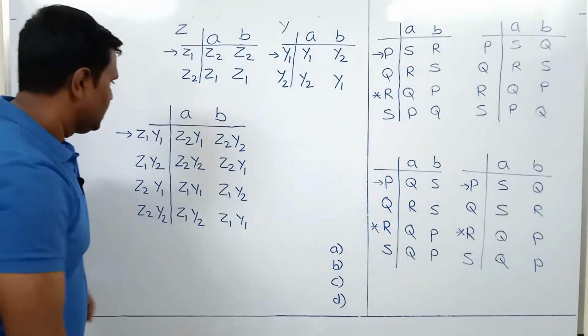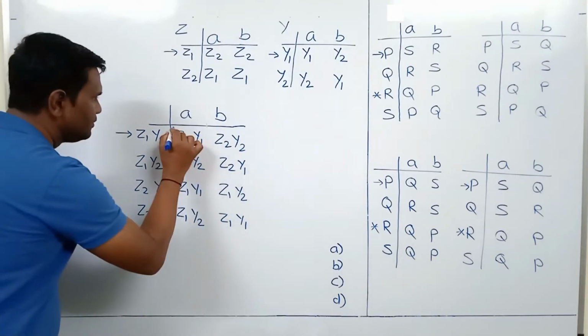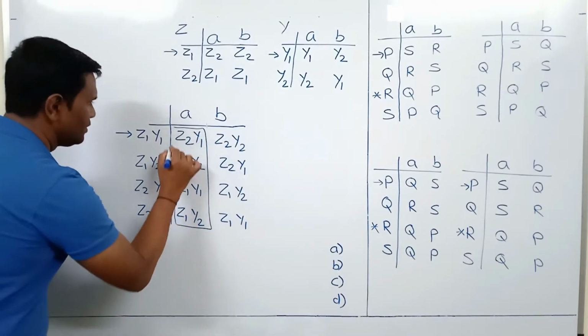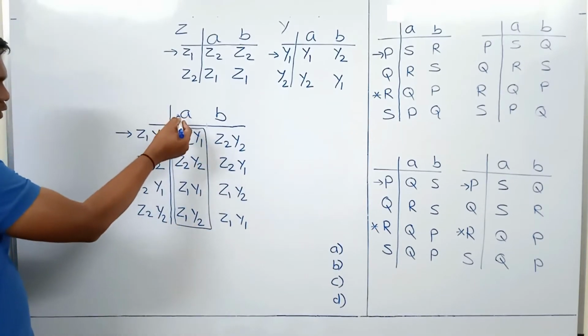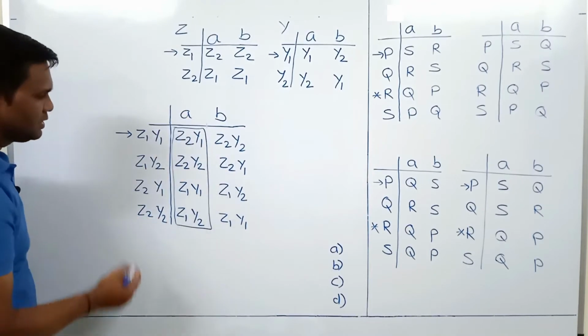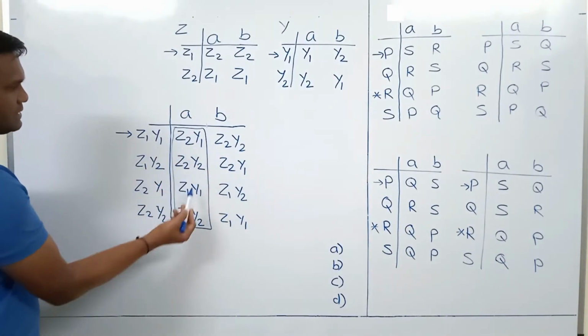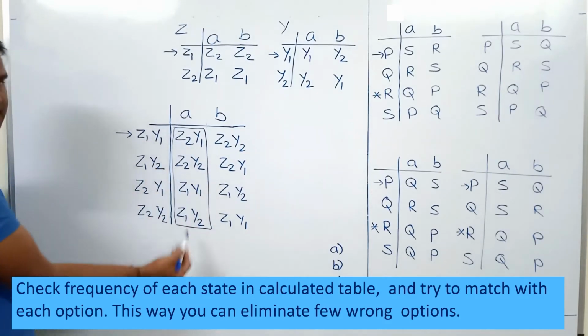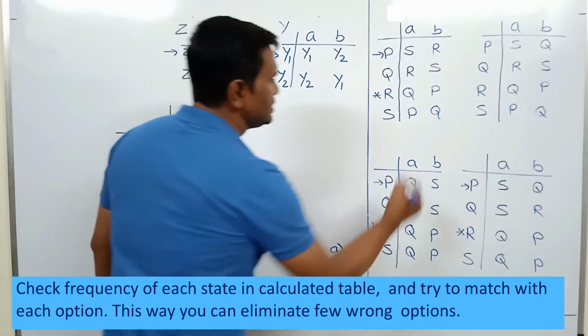Now if you consider this column, transitions on A for the cross product, then there is no repetition of any state. 2 1 2 2 1 1 1 2, no state is repeating. Now this is option A.